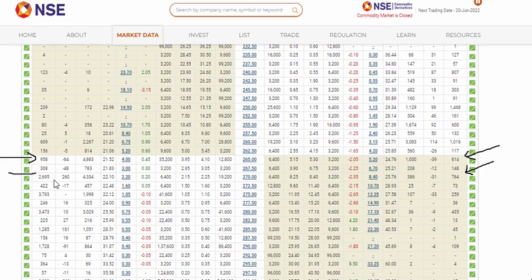Call will act as resistance, because there are 2,695 call writers at this point compared to only 700 on the put side. So of course, call writers will win in this situation, and the market will turn down from 270 and fall again towards this point, until there is a significant amount of support writing.